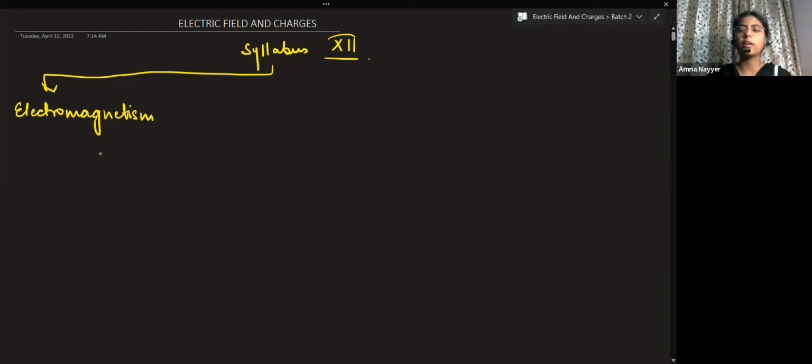This is electromagnetism. Usually in your board examination, electromagnetism comes for around 34 marks, so the maximum weightage is given to this unit only. Then we have another unit, that is optics. Optics comes for around 14 marks.